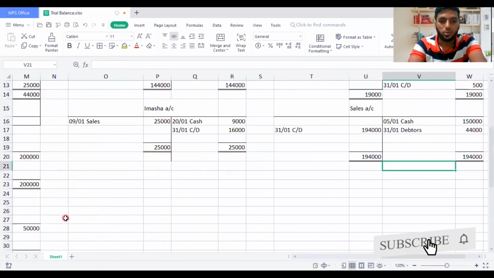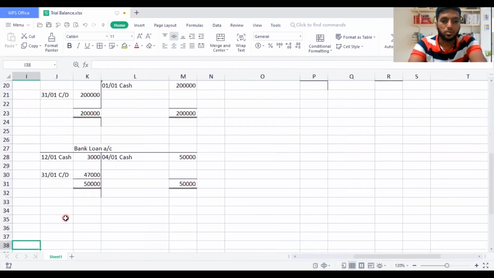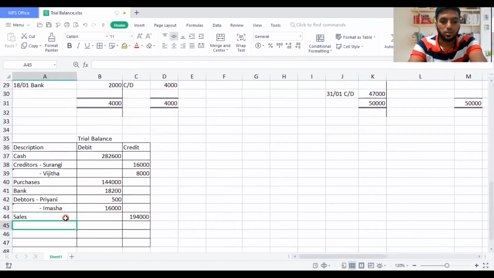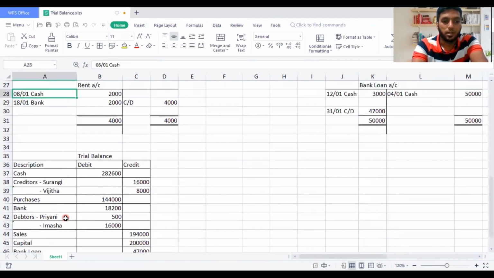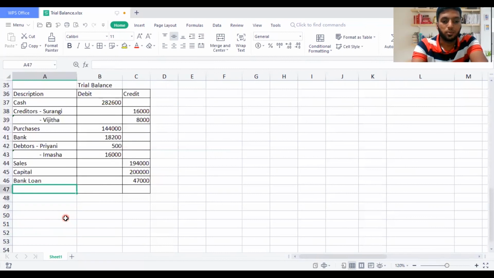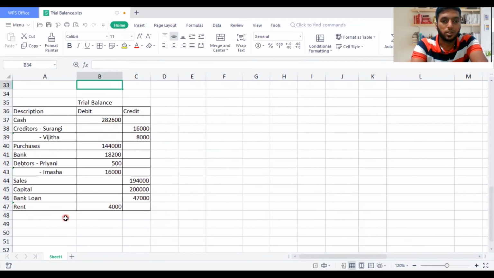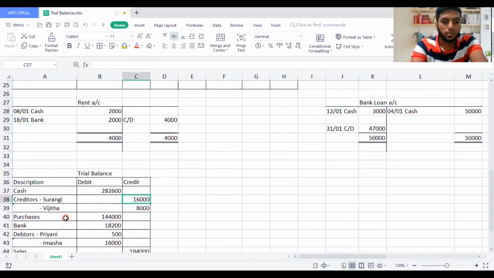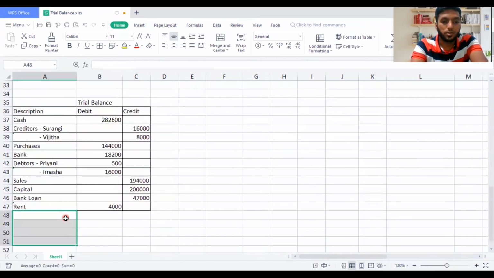Then we have capital account 200,000 and bank loan 47,000. Capital is credit, so I'll take it on the credit side. And bank loan is a liability, so I'll take it on the credit side. And I have one more thing, rent. Still I'm not yet done. I have a few more adjustments to do. Rent is an expense, so I'll take it on the debit side. If it is on the credit side as carried down, it should be on the debit side as brought forward.